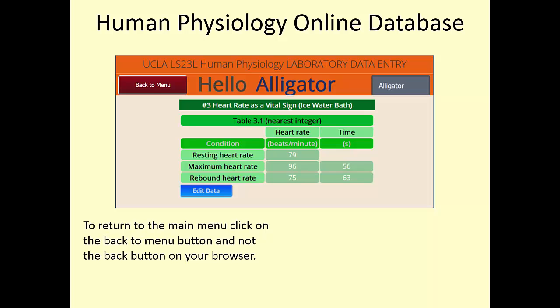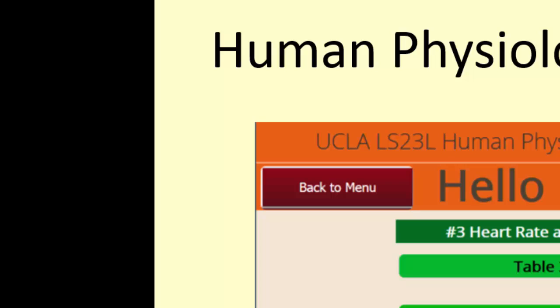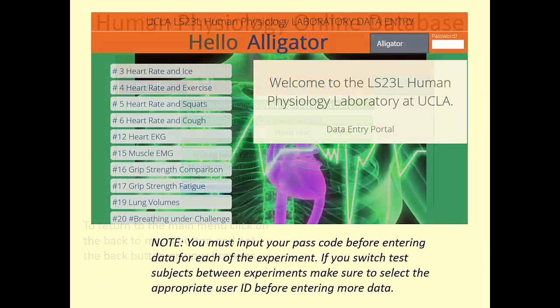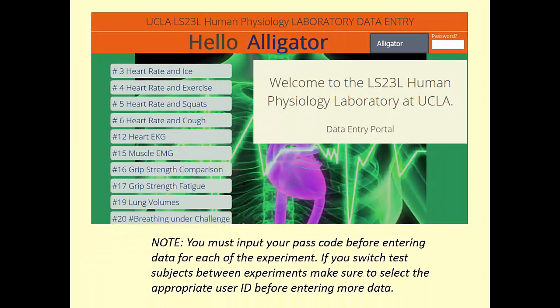After data entry, the page will look like this. To return to the main menu, click on the Back to Menu button. Don't use the Back button on the browser, this won't work. Once you are done with one experiment and you exit, your password will be cleared. If you have to enter another experiment, just provide your passcode again. The Go to Demograph button will not appear this time, since after entering data, the demographic data will be locked down.